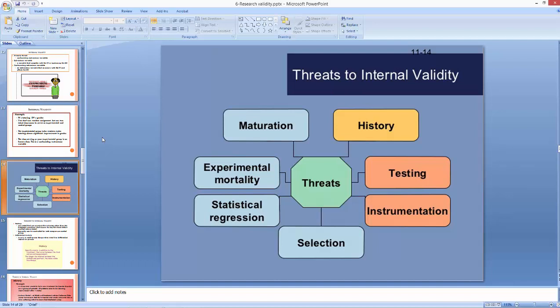Experimental mortality is really simply attrition. Do people drop out? What is important to consider is what is different about people who drop out versus people who stay in. So you need to be diligent relative to these threats to internal validity. Internal validity is what? One's ability to say that indeed changes in the independent variable cause the change in the dependent variable.